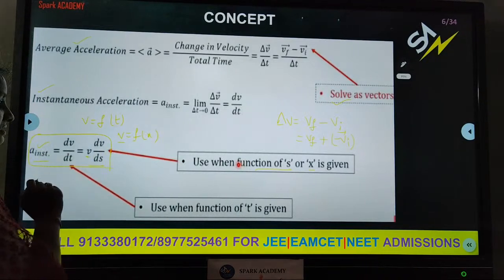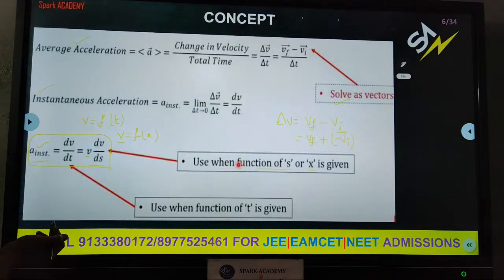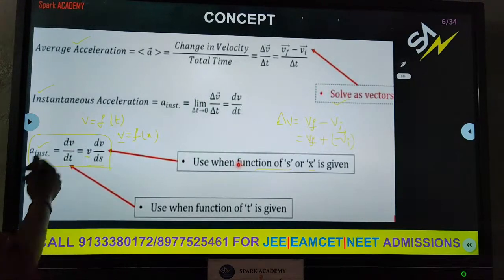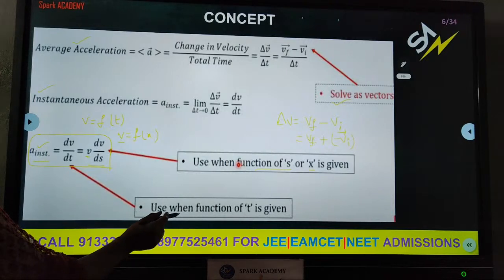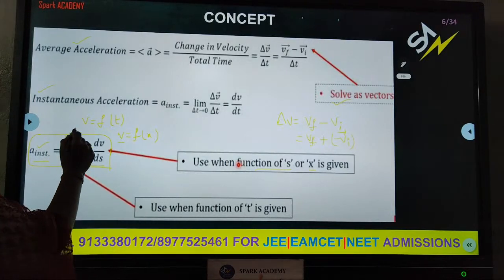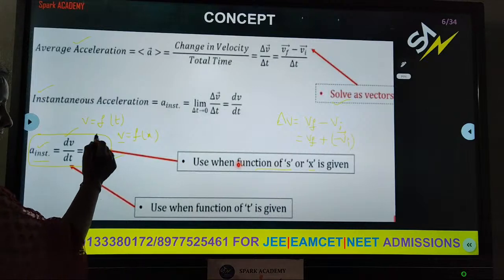To find the acceleration, when velocity is given as a function of time and when velocity is given as a function of displacement: when a function of time is given, use this. When a function of displacement is given, we can use this.